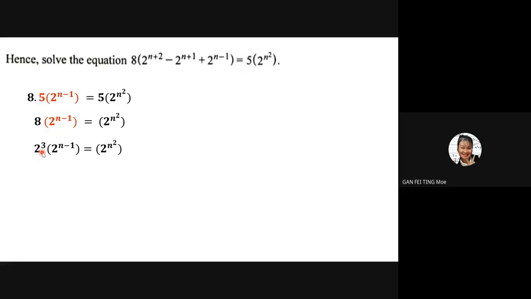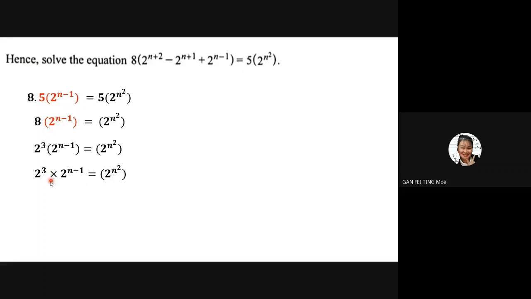So what you can see now, this is multiplication. Remember, look into this, everyone. 2 to the power of 3 times 2 to the power of n minus 1, this is multiplication of index notation with the same base. What do you do with the index? You add up the index. Now this is base 2, base 2, base 2.